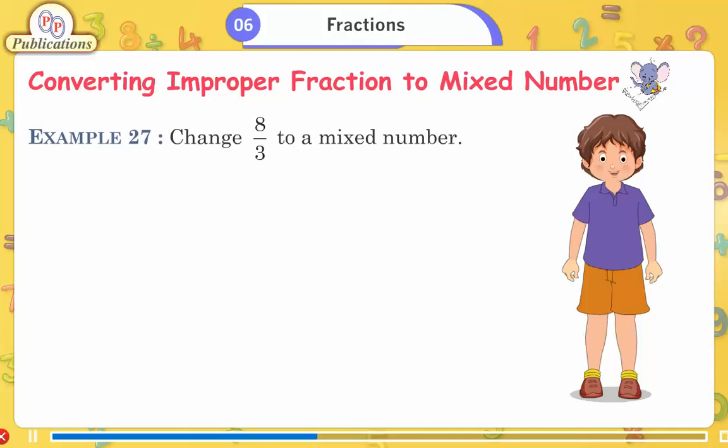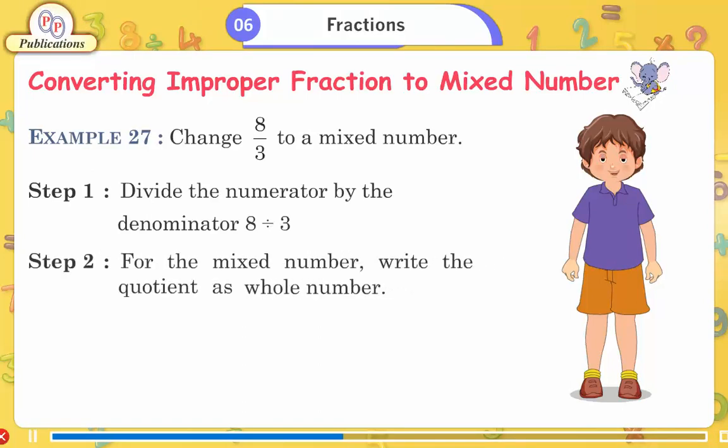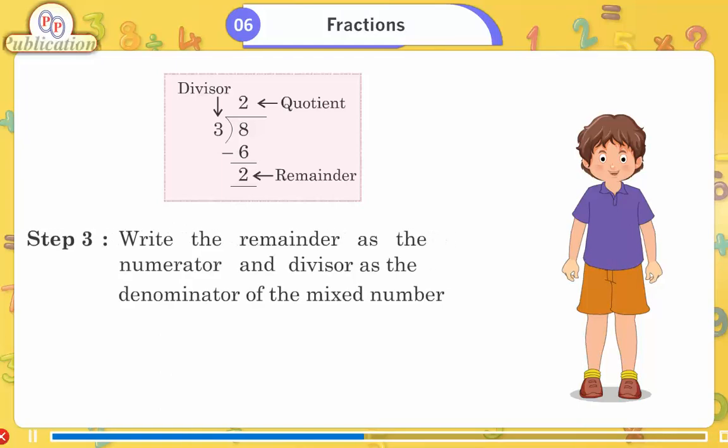Converting improper fraction to mixed number. Example 27. Change 8 upon 3 to a mixed number. Step 1. Divide the numerator by the denominator. 8 is divided by 3. Step 2. For the mixed number, write the quotient as whole number. Divisor is 3. Quotient is 2. Remainder is 2. Step 3. Write the remainder as the numerator and divisor as the denominator of the mixed number. Mixed number is equal to 2 and 2 upon 3.